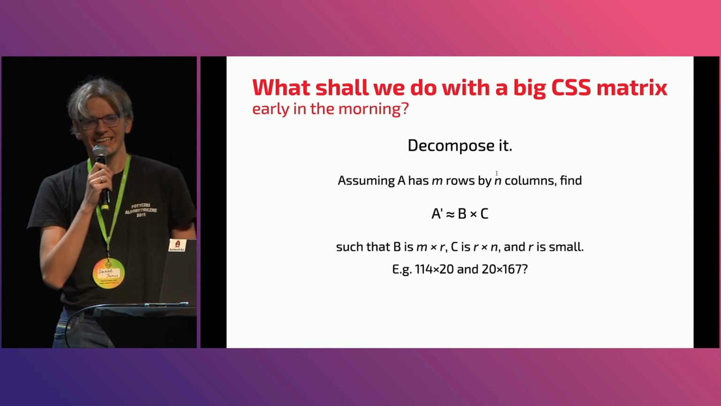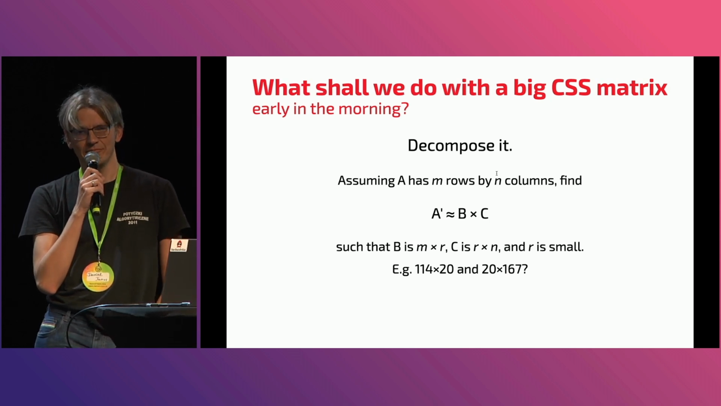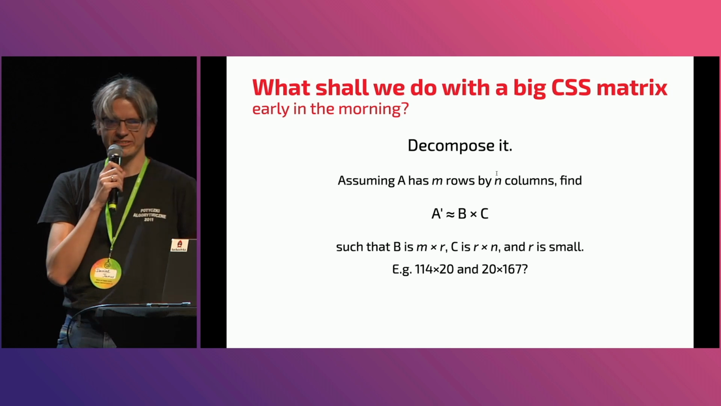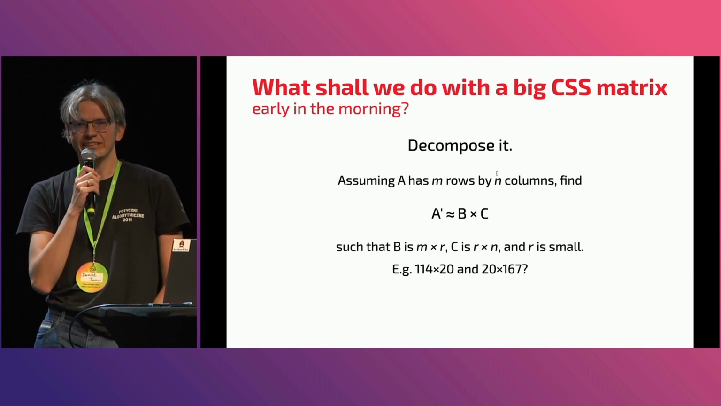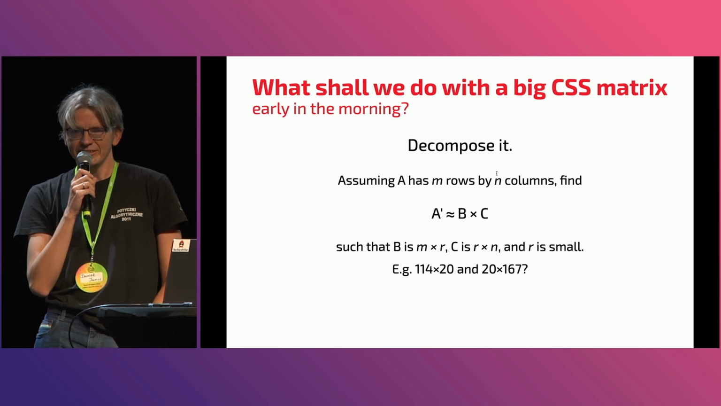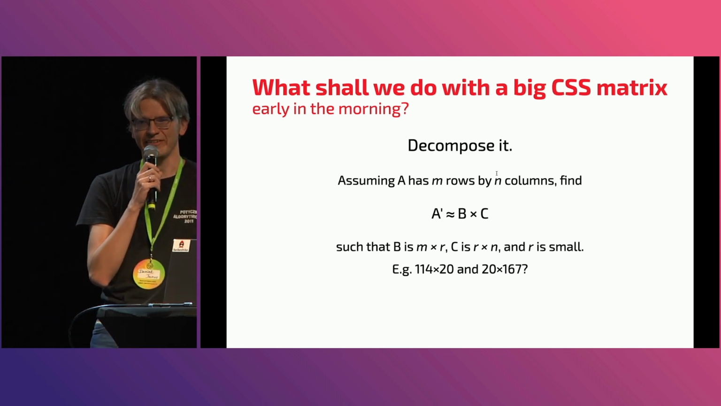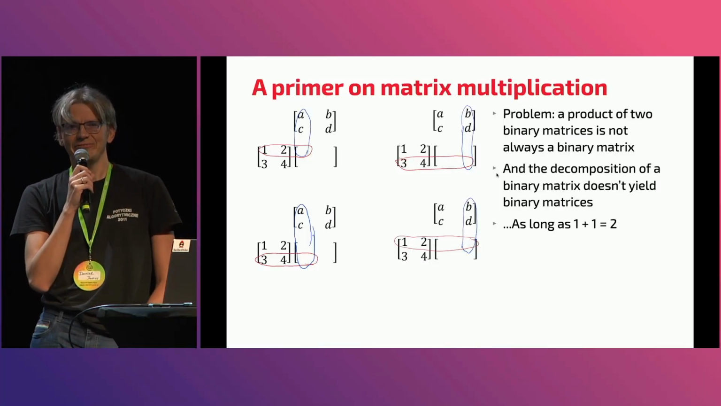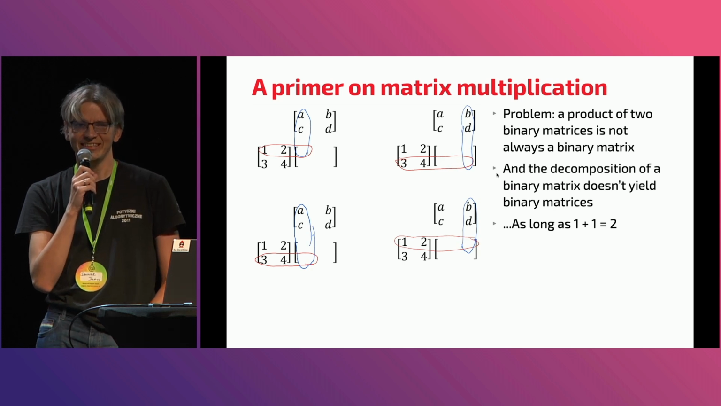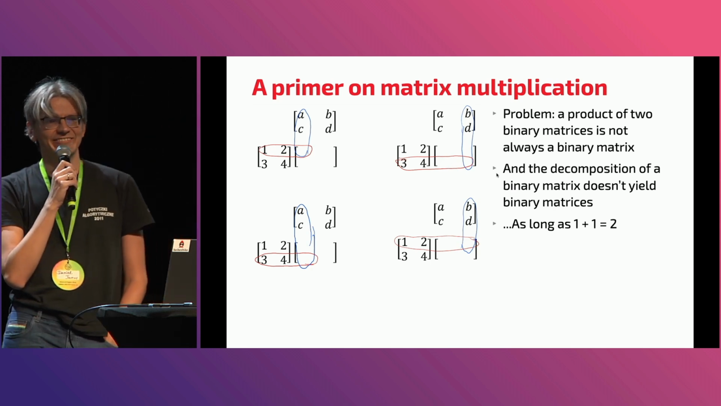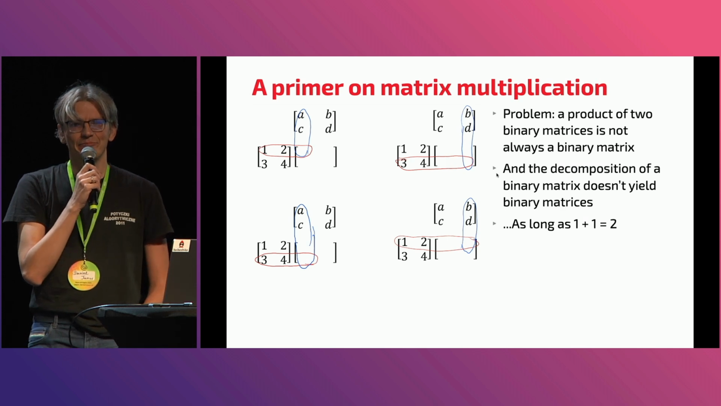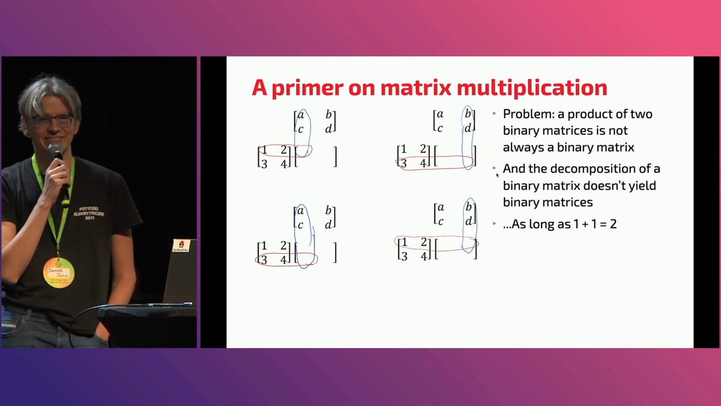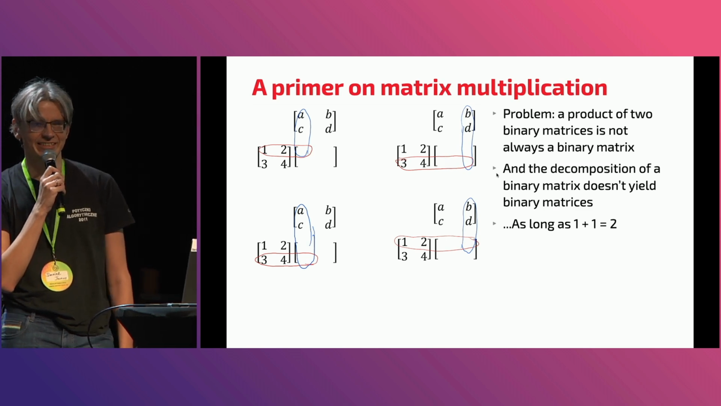Step 2 is decompose it. Linear algebra gives us tools to decompose the matrix into a product of 2 smaller matrices that, when multiplied together, are similar to the input matrix in the sense of some Frobenius norm. However, the problem is that if you recall how to do matrix multiplication, if you multiply 2 binary matrices, you do not necessarily get a binary matrix back. And conversely, when you decompose it, you don't necessarily get back the 2 small binary matrices that you're after.